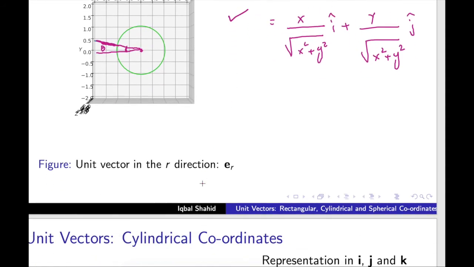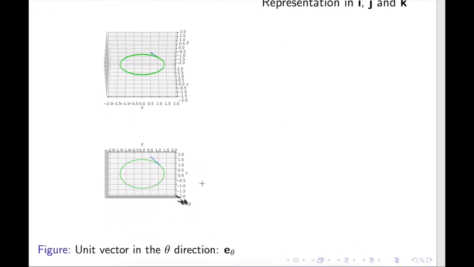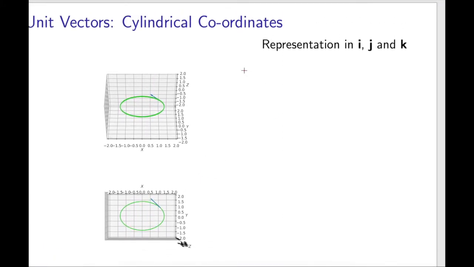Now we move on to e of theta here. This is my unit vector e of theta. What does it mean? This is the top view, or the xy plane. Let's say this is my origin, and r is not changing, only theta is changing. So this means it will be the tangent.